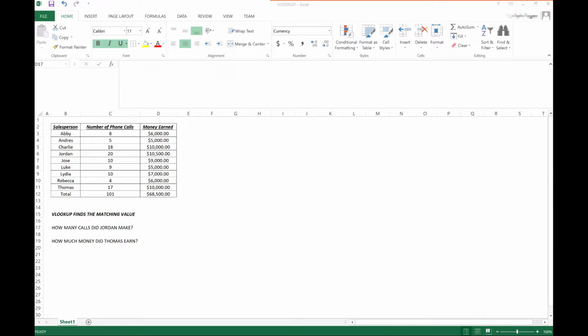Today we are going to learn how to do the Vlookup formula. The Vlookup formula finds the matching value when going from left to right. It can answer questions like how many calls did Jordan make, or how much money did Thomas earn.